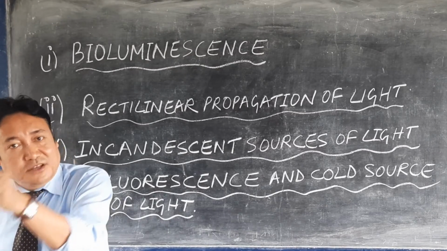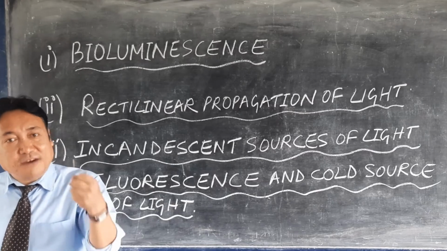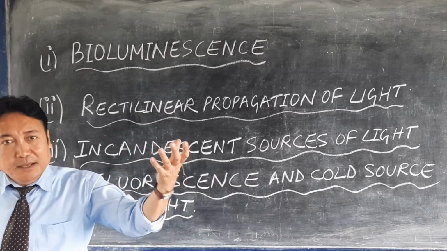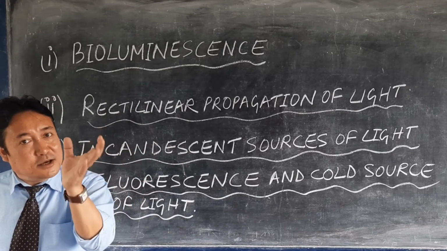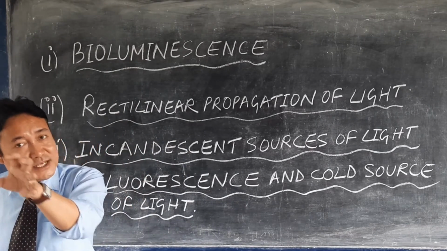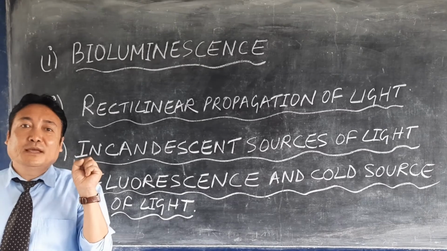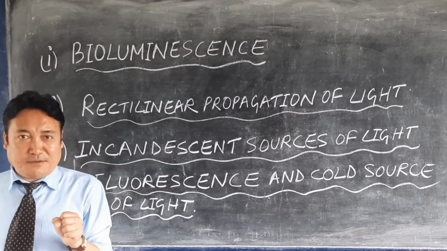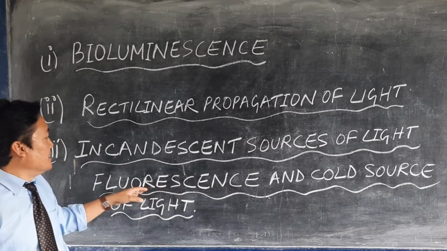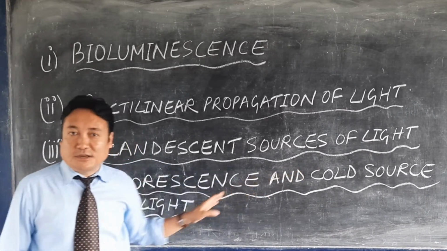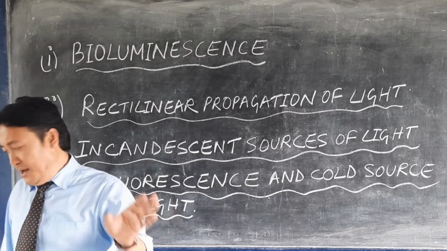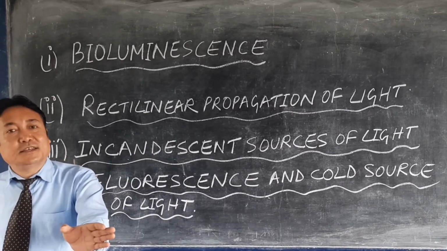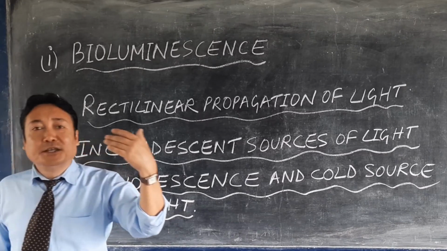Examples are some creatures, like fireflies and glowworms. Though they give out light, they do not become heated. So they are known as fluorescent or cold sources of light. Examples of cold sources of light are glowworms, fireflies, and also neon signs.